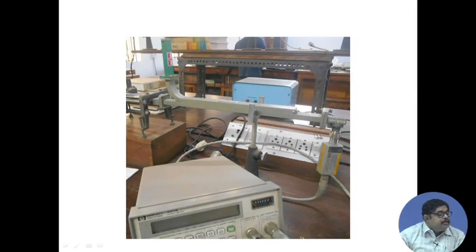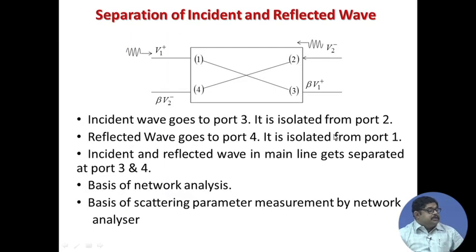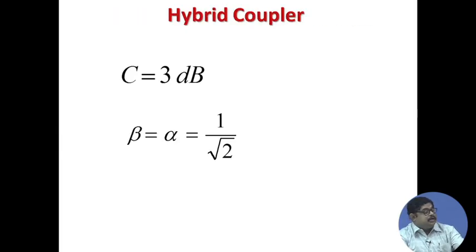Same thing here, the opposite thing here, the coupled port is matched, this is a matched termination and I am sending the power here. Now, separation of incident and reflected wave: as I said, the incident wave goes to port 3, it is isolated from port 2, and the reflected wave goes to port 4, it is isolated from port 1. Incident and reflected waves in the main line get separated at ports 3 and 4. This is the basis of network analysis, the basis of scattering parameter measurement by a network analyzer. So, that is why it is so important to understand directional couplers.